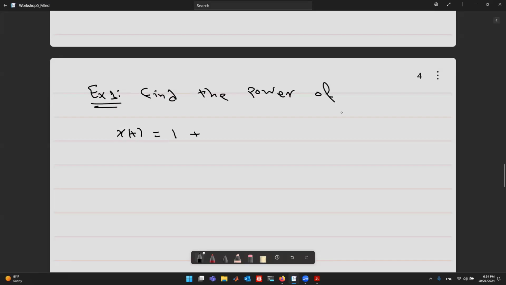equals 1 plus sine omega naught t plus 2 plus sine omega naught t plus sine omega naught t plus phase 5/4. We need to find the power of this signal.